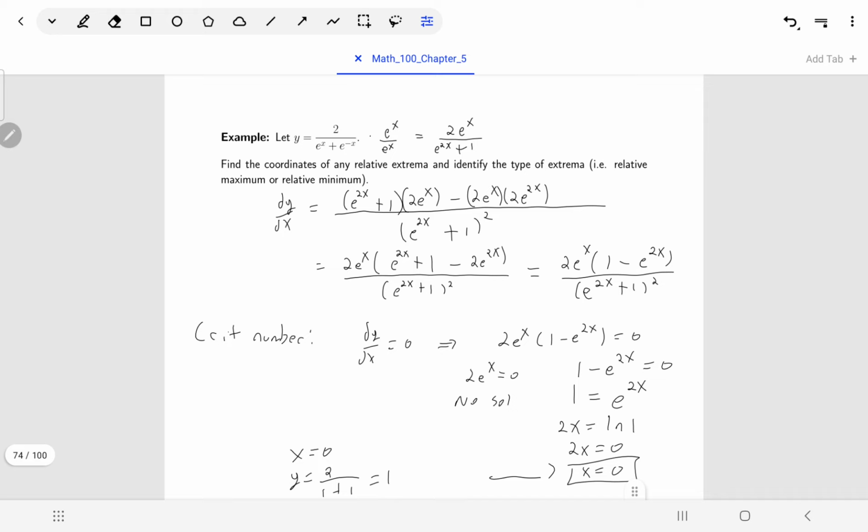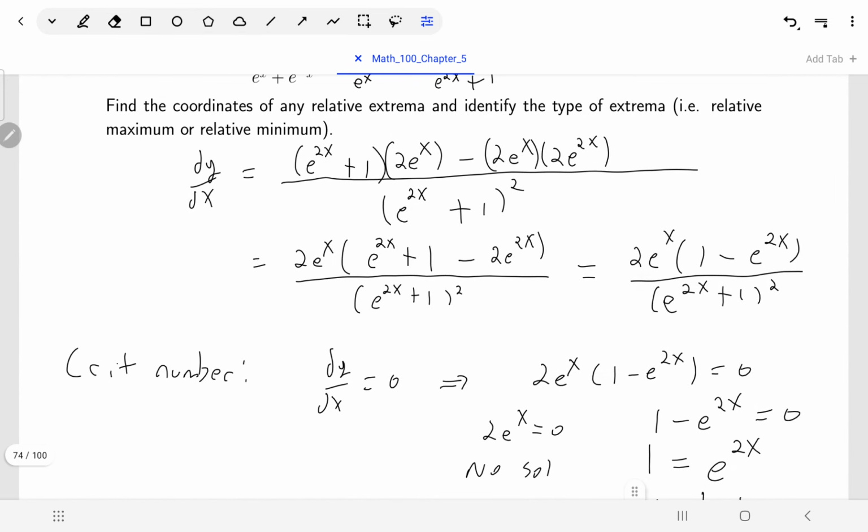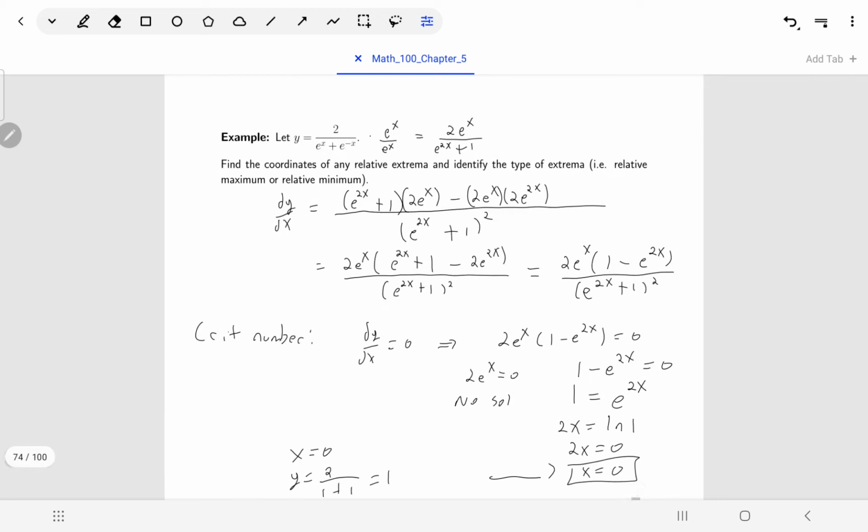As far as the first derivative goes, it's actually not that bad. No matter what we put in for x, the denominator for sure is always going to be positive because it's a perfect square. And this first little factor, 2e to the x, will also always be positive. So when it comes to evaluating the first derivative and figuring out if it's positive or negative, I really only need to care about this bracket, 1 minus e to the 2x. Depending on whether that bracket is positive or negative will tell whether the entire thing is positive or negative.